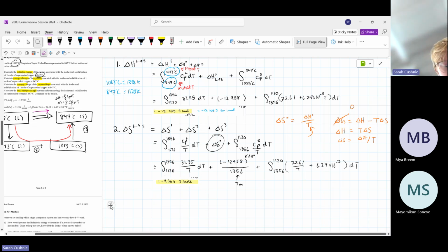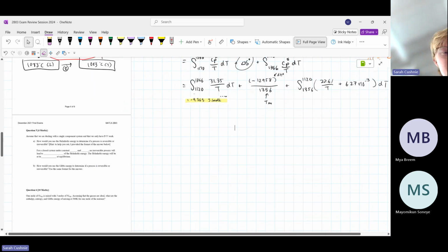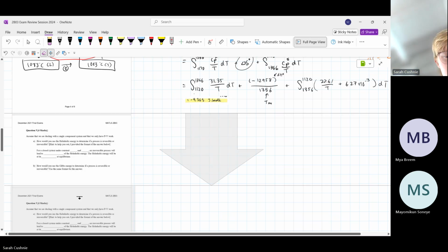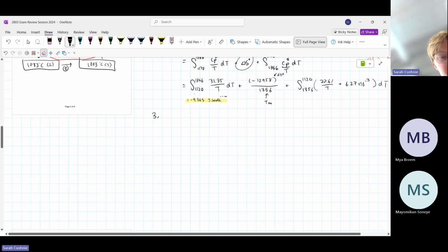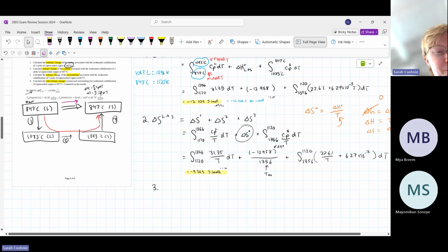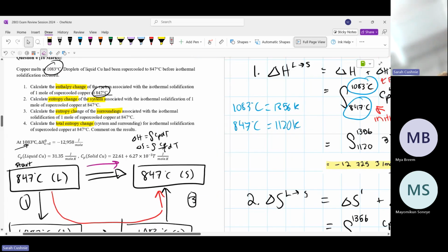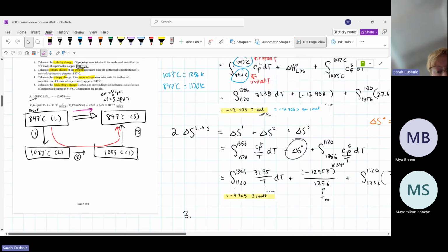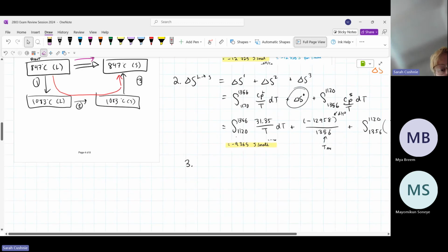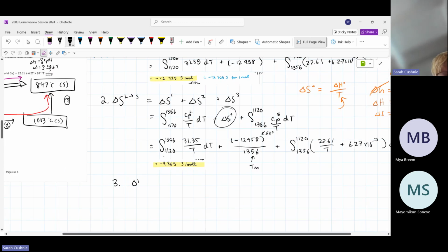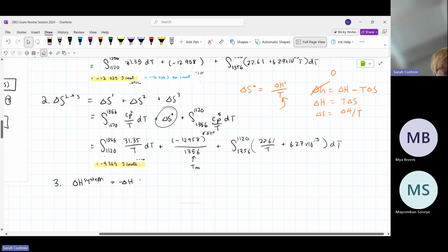So question 3, we're going to scoot you down a little bit. Question 3 asked us now the entropy change of the surroundings associated with this. So you're like, what? Shouldn't it be the same as the entropy of the system? But that's not necessarily the case, because entropy, of course, depends on a lot of factors. What would be the same, though, is that we know that delta H of the system is going to be equal to the negative delta H of the surroundings.